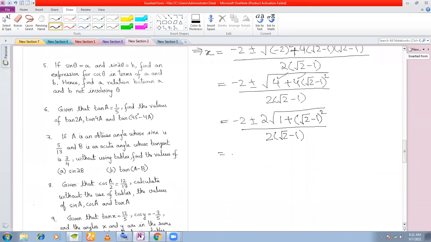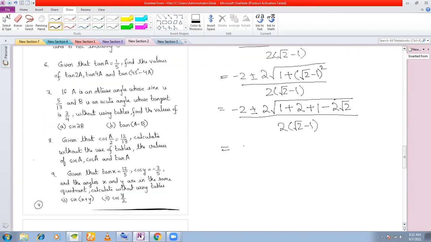So now minus 2 plus or minus, I expand within this radical, you expand here, you will get 1 plus, you expand this by a minus b whole square formula, root 2, a square is root 2 square, so it's simply 2 plus b square is minus, b square is 1, so 1 square is 1 minus 2ab, 2 root 2 into 1. So you simply get 2 root 2 divided by twice root 2 minus 1.